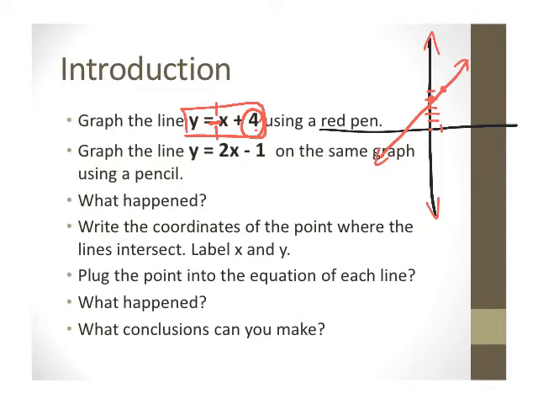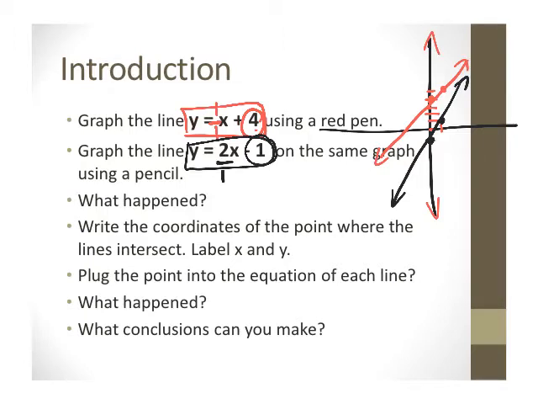Then to graph the second line, again, we're going to take the last number, which is negative 1. Because it's negative, I'm going to go down by 1, and I'm going to put a big dot there. And then I'm going to go 2 over 1, because again, we want to turn it into a fraction. So we go up 2 over 1, and I'm going to draw a line connecting the dots. And there we go. Now, write the coordinates of the point where the lines intersect.